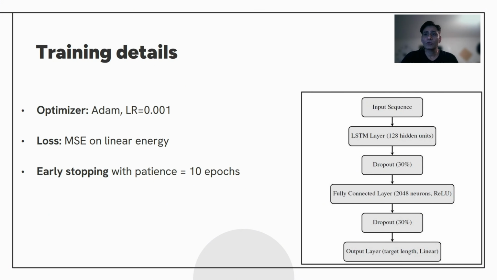We train the model using Adam optimizer with a learning rate of 0.001. The primary loss is mean squared error between predicted and ground truth energy decay curves. We also use early stopping with a patience of 10 epochs to prevent overfitting and to make training more efficient.